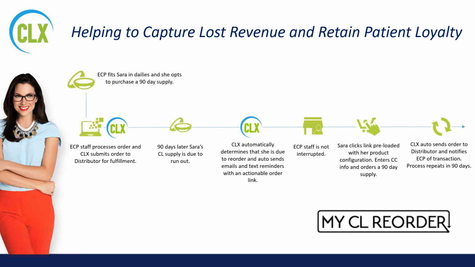Your team's not going to be interrupted with phone calls. And Sarah's really just going to get to a page where her prescription is going to be preloaded. And she's going to enter where she wants it shipped and how she wants to pay. And she's going to order another 90-day supply or maybe more than that. And then it's going to be shipped to her. And finally, that process is going to repeat in another 90 days. Or if she ordered two 90-day supplies, it'll be in 180 days, she's going to be opted into another campaign.